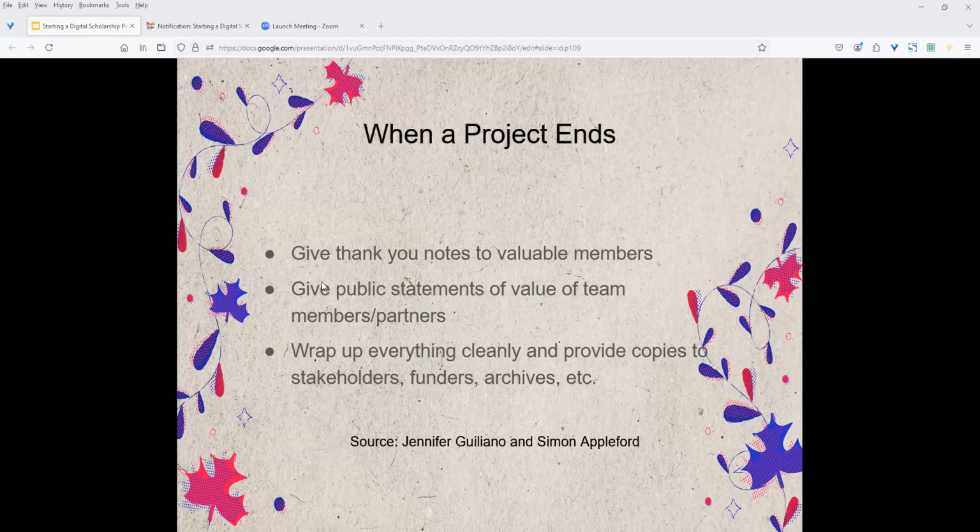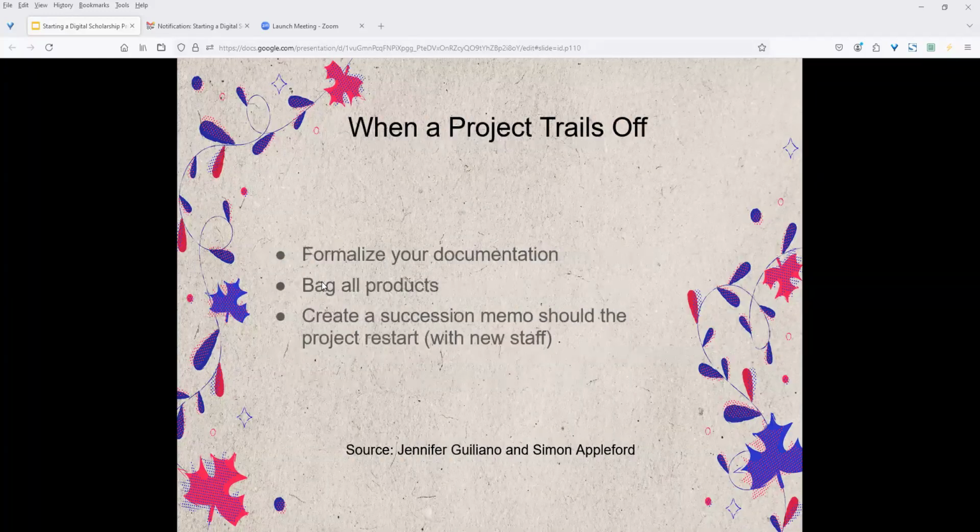So, give thanks, give public statements of value of team members and partners, and then wrap everything cleanly and provide copies to stakeholders, funders, and archives. Let people know what you had worked on. When a project trails off, you want to formalize your documentation. You want to bag all the results, and you want to write a succession memo so that if it does start in the future with new staff, they won't be lost. They'll say, oh yeah, this is where they completed and where they're still working on.